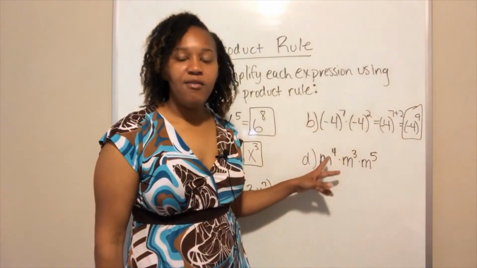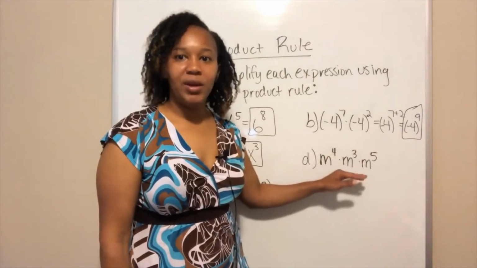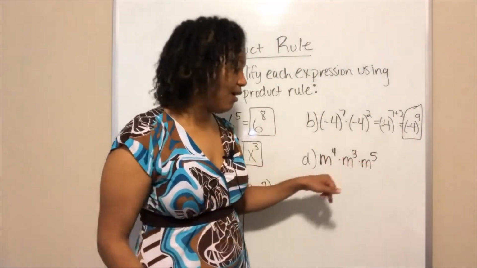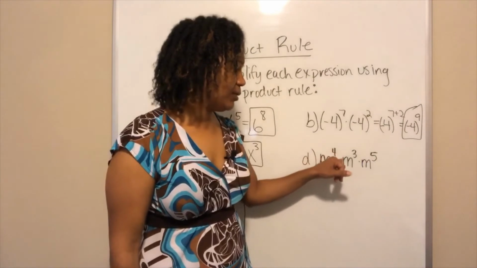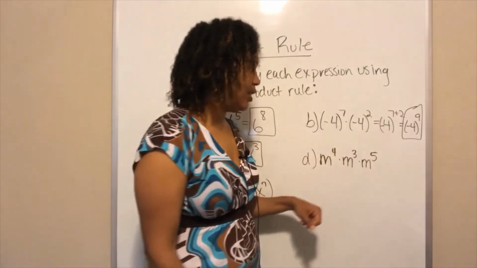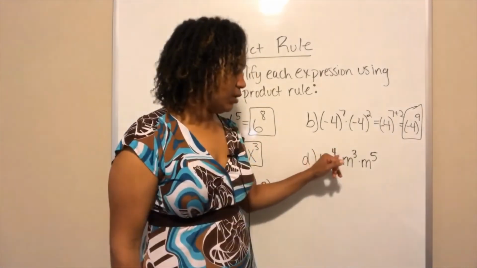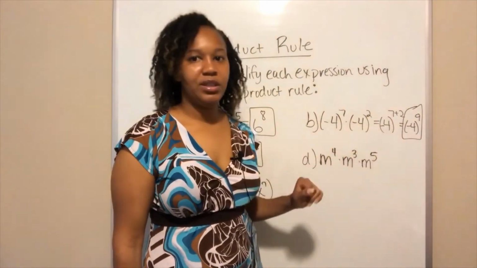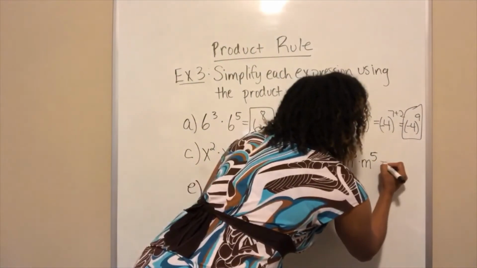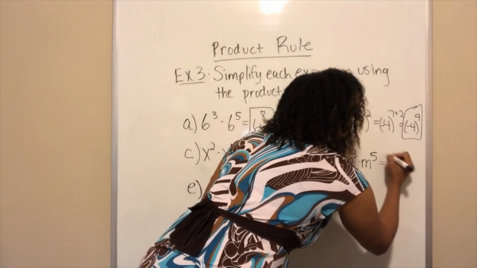Even if you have more than one product, as long as the base is the same, you can combine them all. So we have m to the 4th times m to the 3rd times m to the 5th. So all you do is add those exponents. 4 plus 3 is 7. 7 plus 5 is 12. So this becomes m to the 12th power.